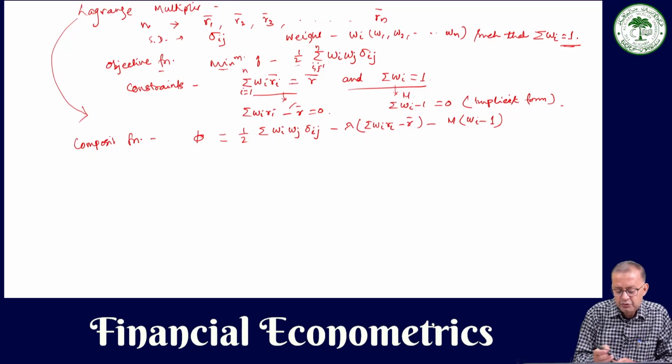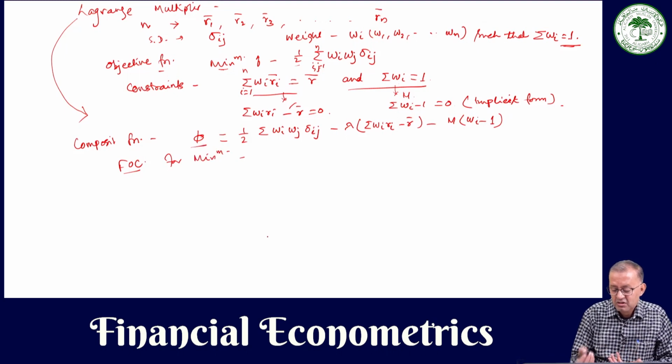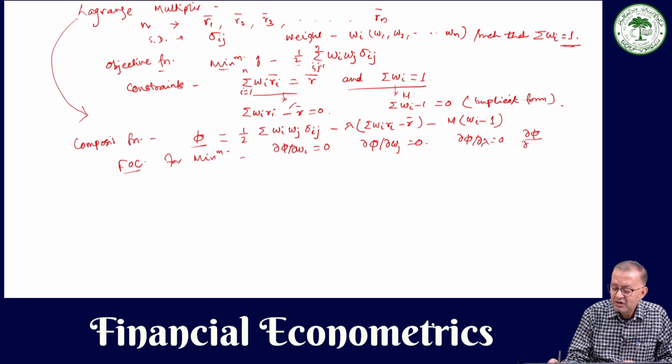For this, what we have to do is the first order condition, FOC, for minimization. This needs to be differentiated with respect to every Wi and Wj. So delta phi upon delta Wi is equal to 0, delta phi upon delta Wj is equal to 0, delta phi upon delta lambda equal to 0, and delta phi upon delta mu equal to 0.